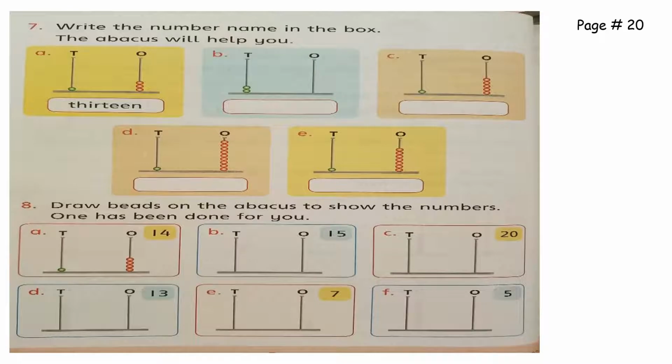Okay, the next question is on page number 20. Write the number name in the box. We have to write the number name in the box. Okay, this abacus shows 1 and 3. It means it shows 13. So the 13 is written in words here. So similarly, we'll write these two numbers. Here it's 2 tens and 0 ones, so it's 20. So we'll write 20 in words here. One ten, 5 ones, so it's 15.